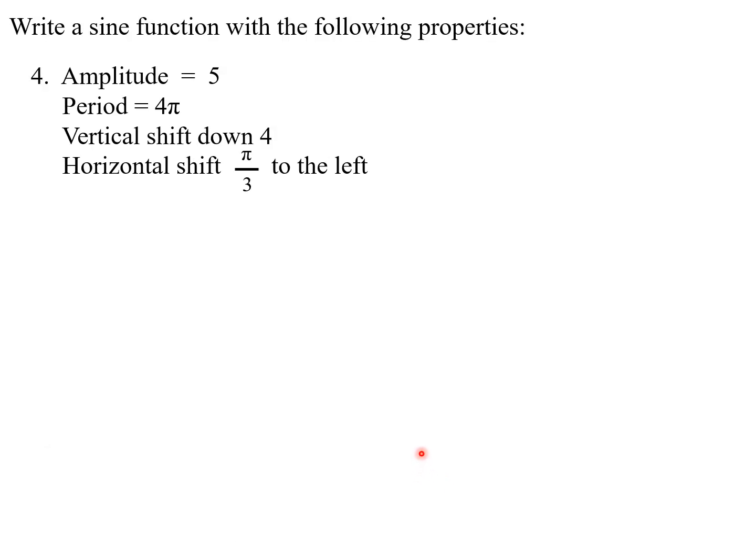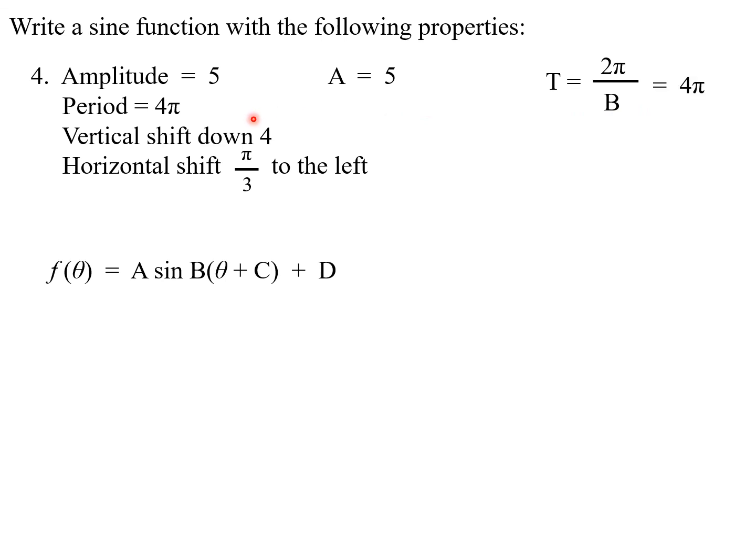Okay, next thing to do, we want to write a sine function with these properties: amplitude 5, period 4 pi, vertical shift down 4, and horizontal shift to the left. So we're going to start with our general function. Now let's identify some quantities. If amplitude is 5, that's going to be A. The period can be found from 2 pi over B, and the period is 4 pi, so that means that B is 1/2.